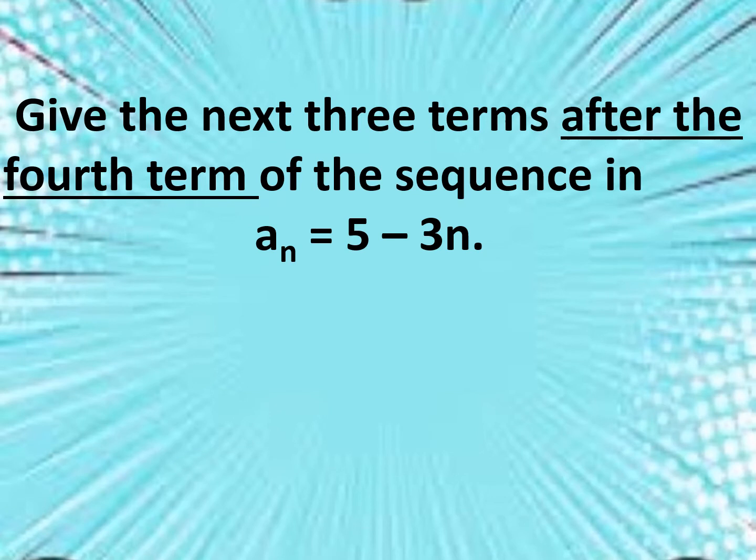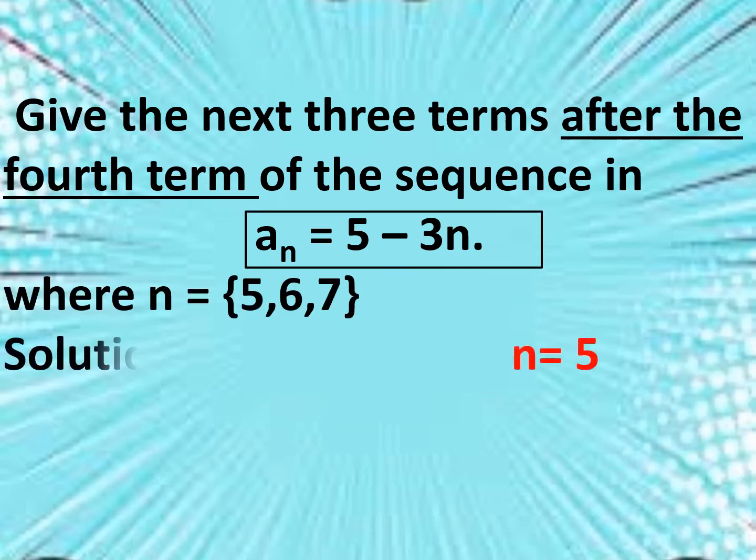Okay, let's have more examples. Give the next three terms after the fourth term of the sequence a sub n is equal to 5 minus 3n. So what are the next three terms after the fourth? So after the fourth, we have the fifth, the sixth, and the seventh term. And we will use that for our value of n.